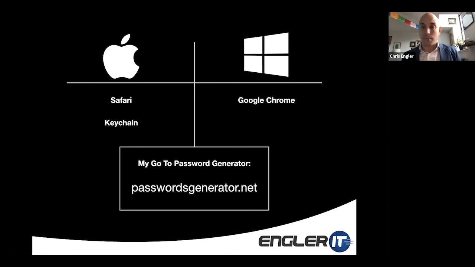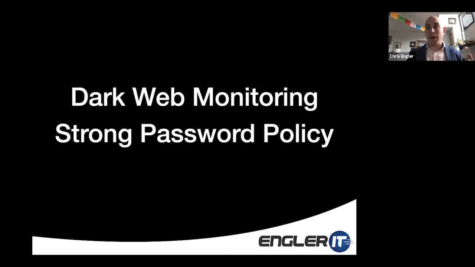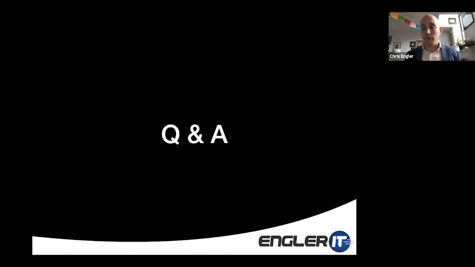And so just in summation here, because I know this happened really quick, if you want to know what kind of information is floating around out there about you, you need dark web monitoring, number one. And then in order to really strengthen your accounts and your security posture, you need to have a strong password policy. And in order to have a strong password policy, use the password generator and use a password manager. And that's it. Stephanie, do we have any questions?